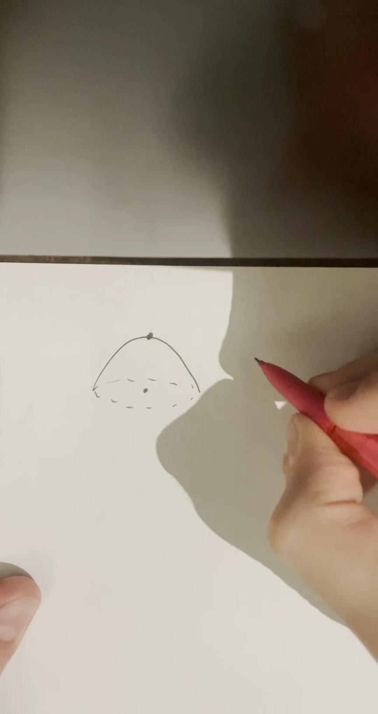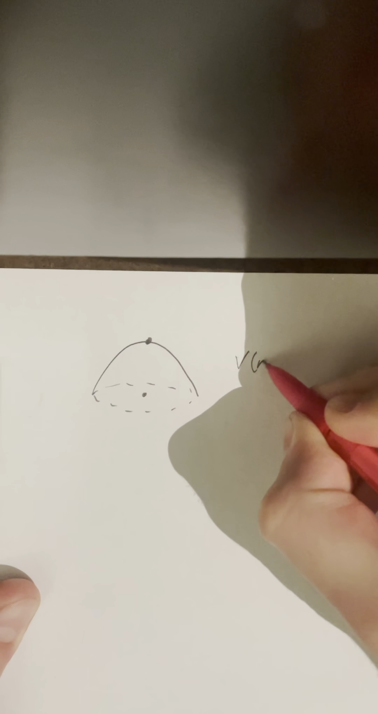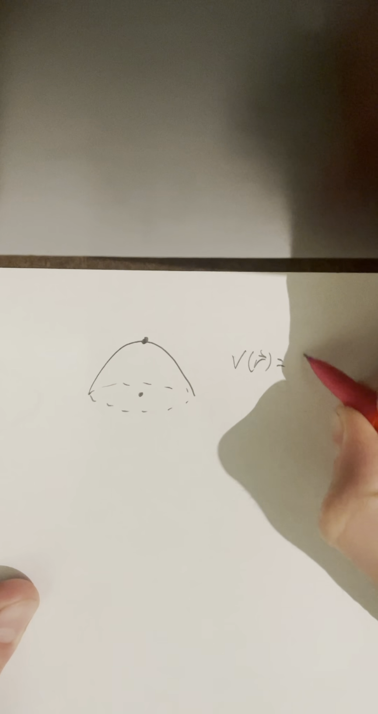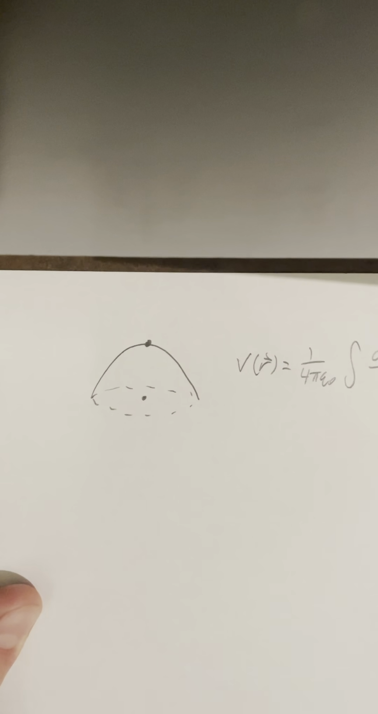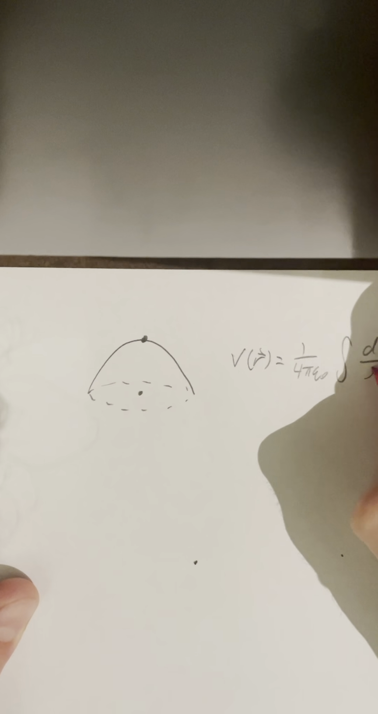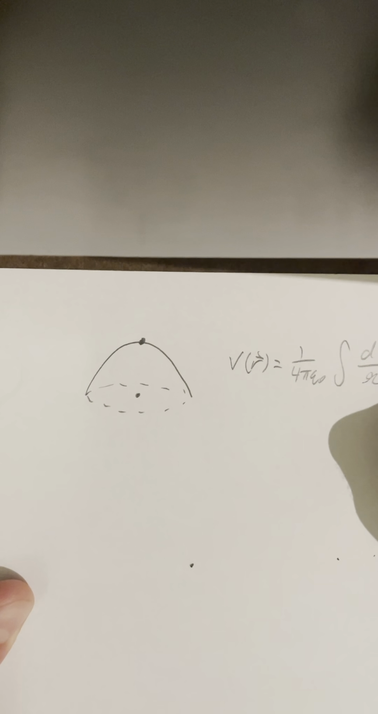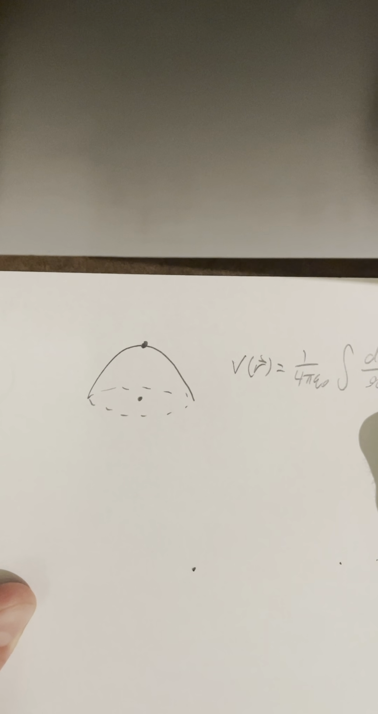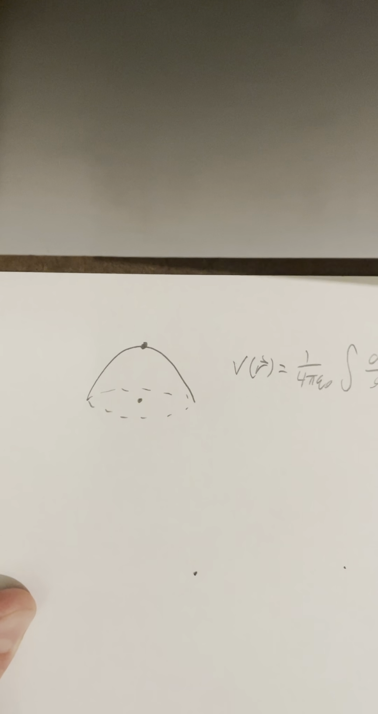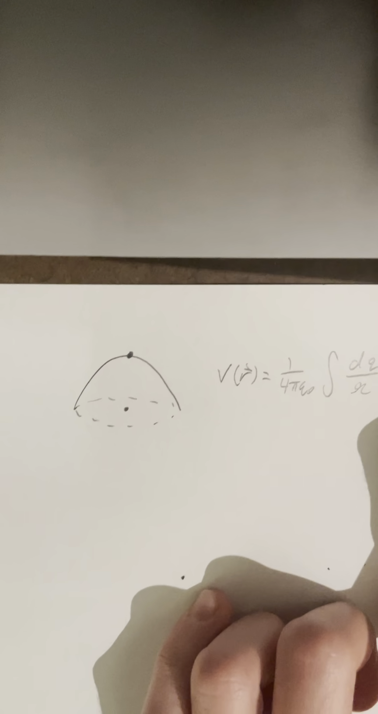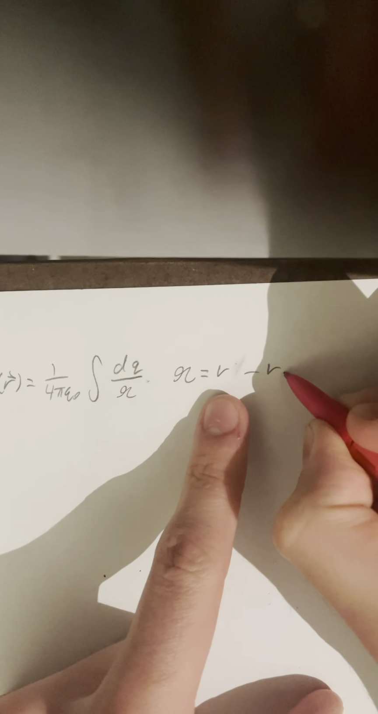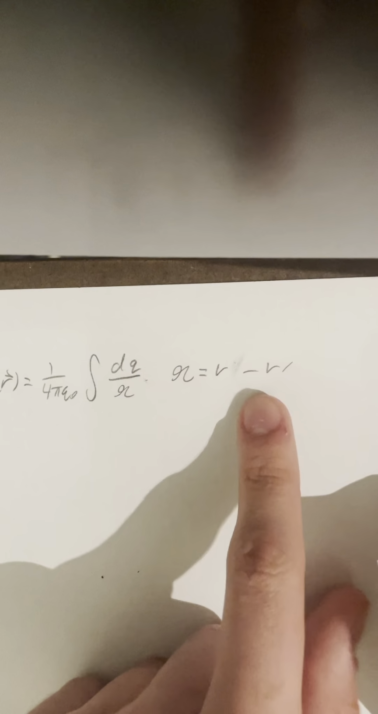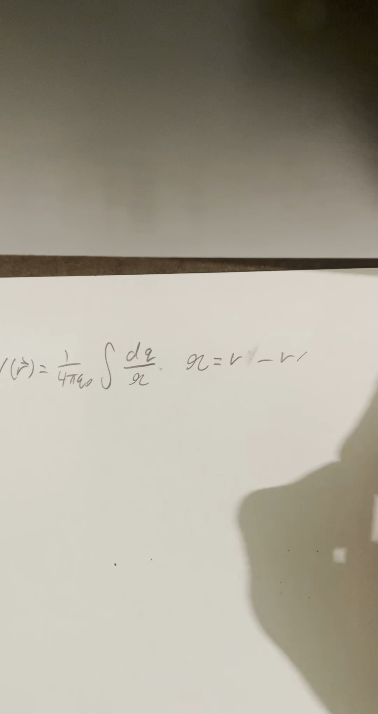The equation we're going to use to solve this problem is that the electric potential is equal to 1 over 4 pi epsilon naught times the integral of the differential charge over script r, where script r is equal to the field point minus the source point. Let me fix this real quick. The field point shouldn't have a comma, it should have nothing. The source point should have a comma. And so we have this.